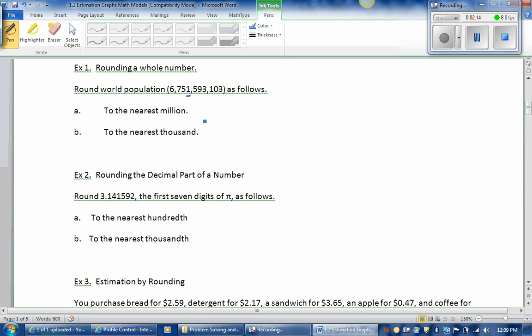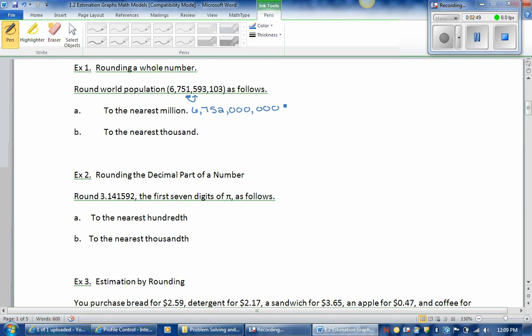From this 1, we look to the right. The rule was if it was 5 or above, we're going to bump it up. My daughter says 5 or above, give it a shove. Then everything to the right of that 1, which is now going to become a 2, gets turned into a 0. So when we round it to the nearest million, it's going to bump up to 752 million.